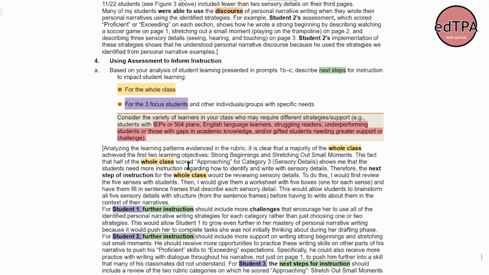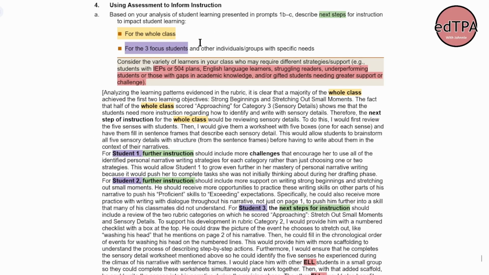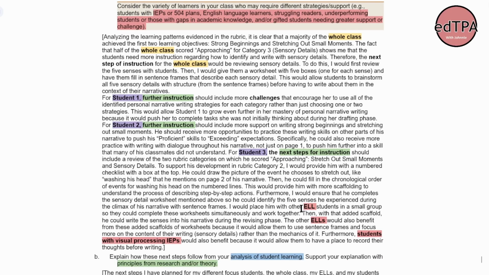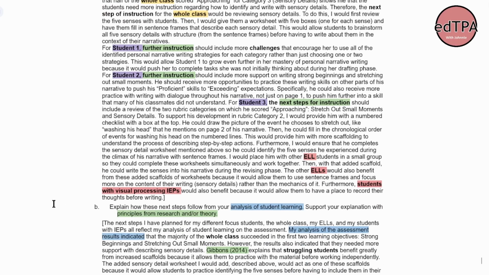You can see the words struggles, were able to use, so you want to address both of those. In 4, this is about your analysis of next steps, the whole class and 3 focus students. First paragraph's all about whole class. Next paragraph starts with student 1, and then follows with student 2 and describes the further instruction. Student 3 follows, and then particular students to end.